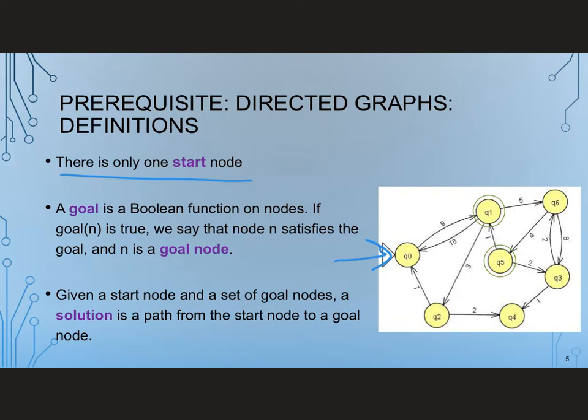And so given a start node and a set of goal nodes, we can talk about a solution to our problem, and our solution is just going to be a path from the start node to the goal node. So for example, my start node is Q0. If I want to get to Q5, one of the solutions that I might use would be starting at Q0, go to Q1, go to Q6, go down to Q5. That's totally fine. But there's nothing wrong with saying that the solution of getting to Q5 is going via some bizarre path, right?